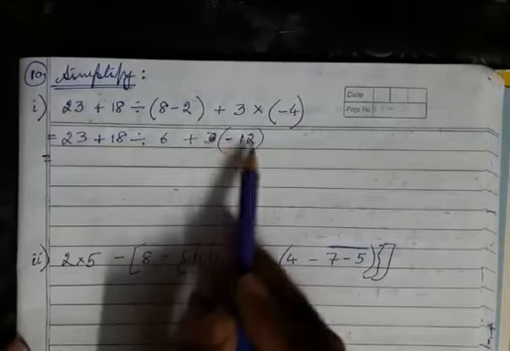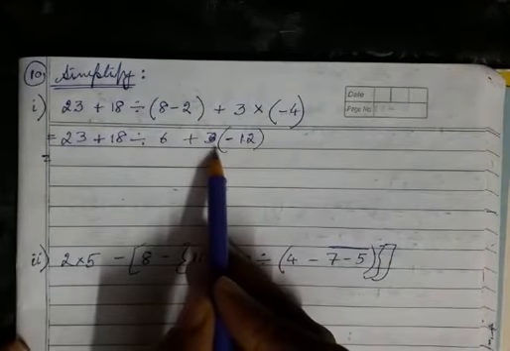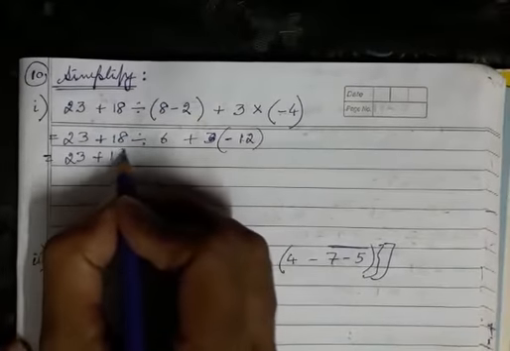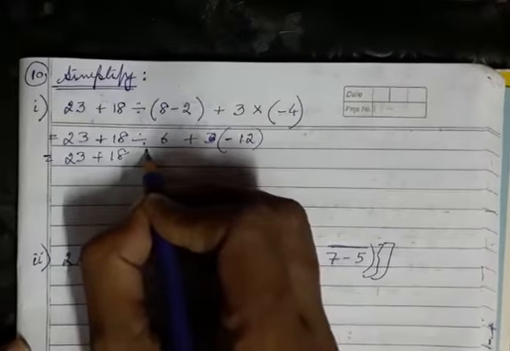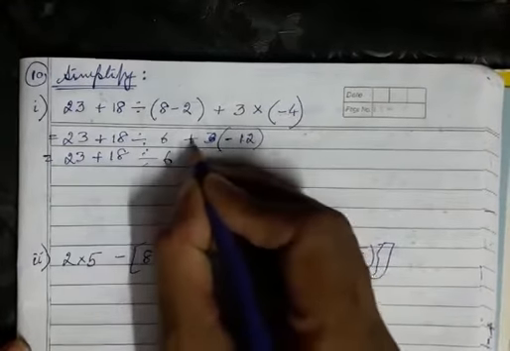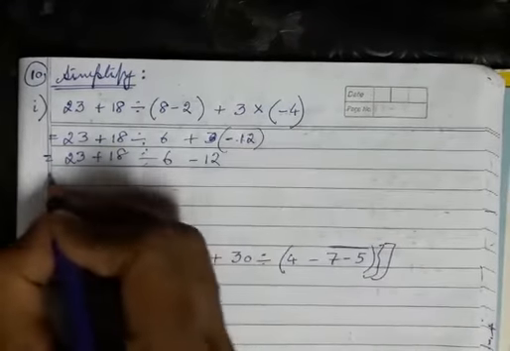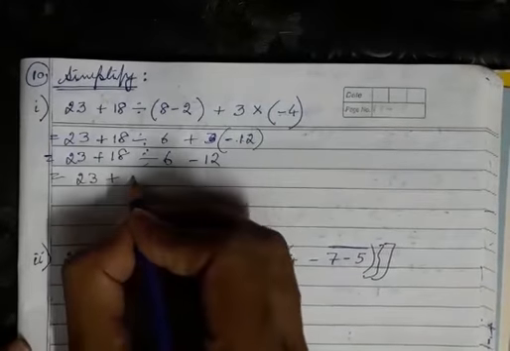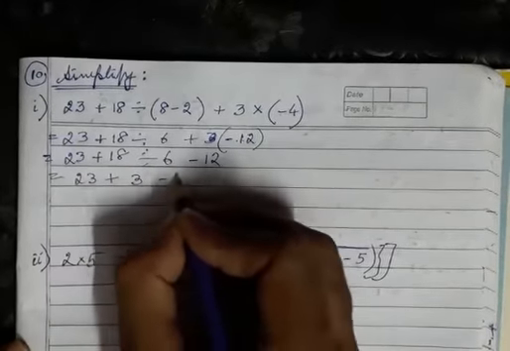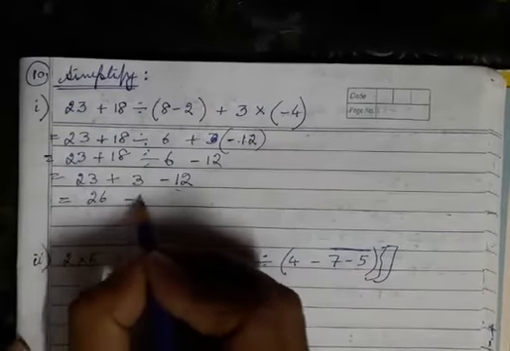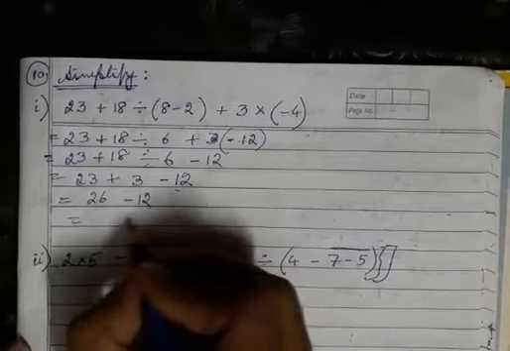Now what do we have to solve? We can open the bracket: 23 plus 18 divided by 6, plus minus becomes minus 12. Now we will solve the division part. 18 divided by 6 is 3 and minus 12. Now 23 plus 3 is 26, minus 12, and our answer is 14.